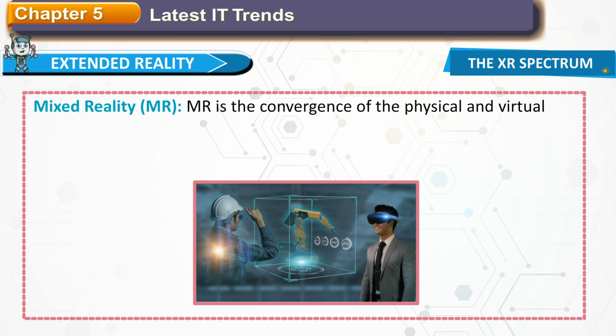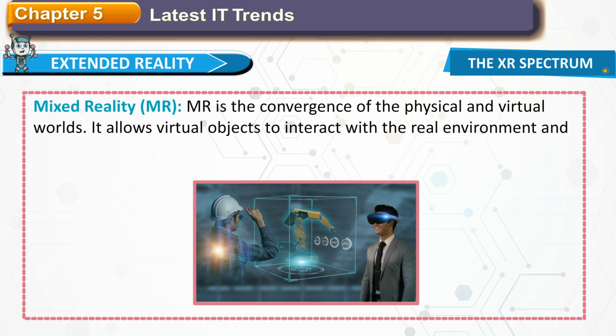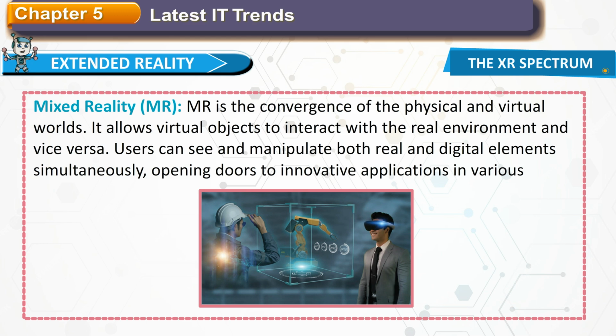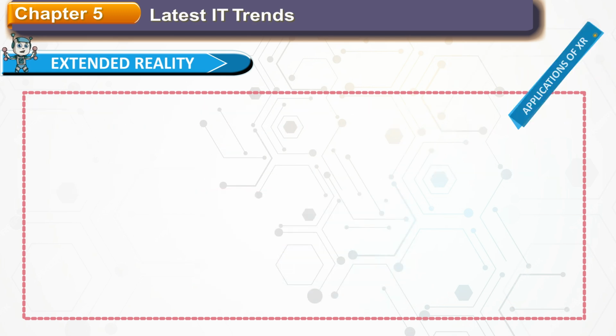Mixed reality. MR is the convergence of the physical and virtual worlds. It allows virtual objects to interact with the real environment and vice versa. Users can see and manipulate both real and digital elements simultaneously, opening doors to innovative applications in various domains.